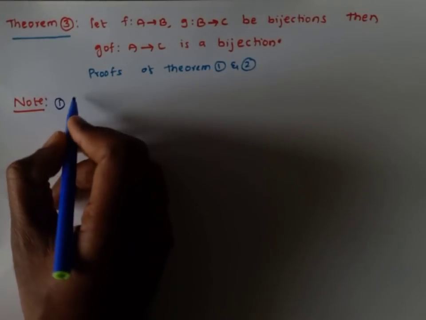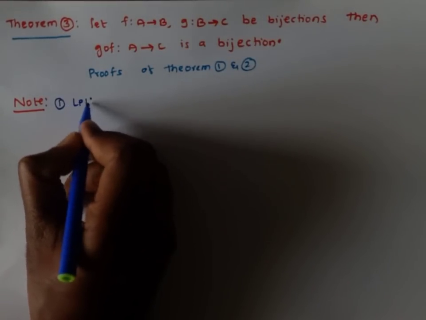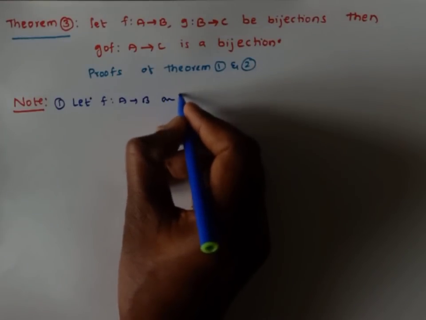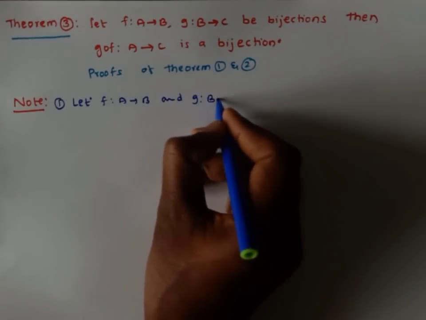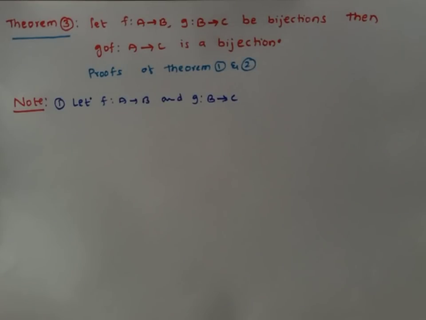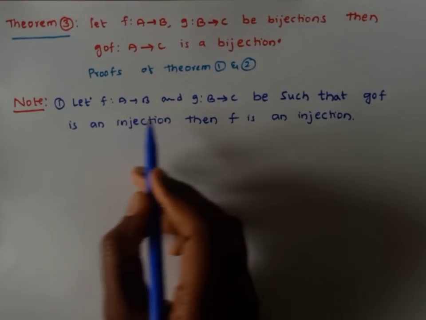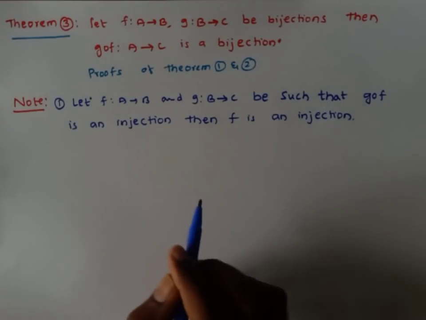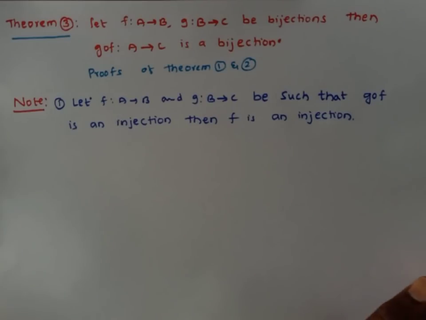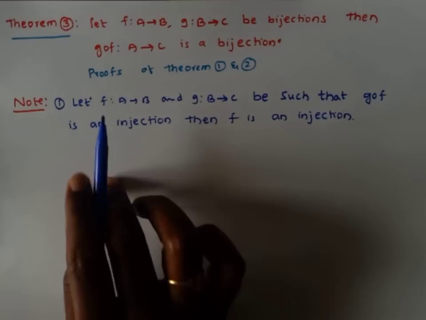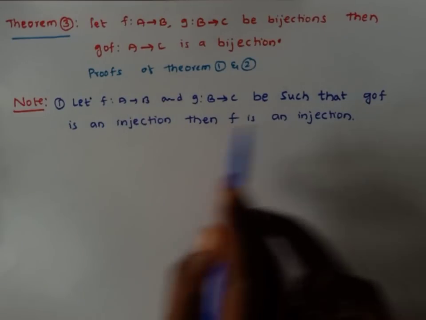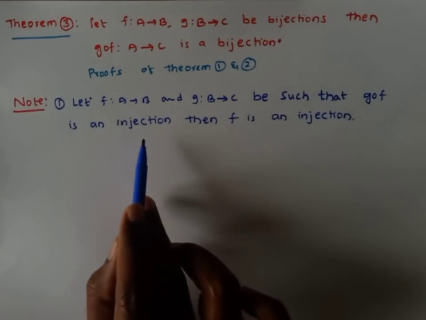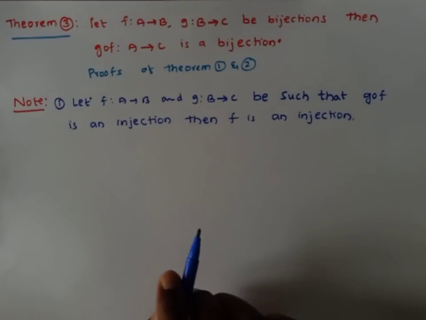Now say note number 1: let F from A to B and G from B to C be functions such that G compose F is an injection, then F is an injection. Given that F and G are functions and G compose F is an injection, then only F is an injection.